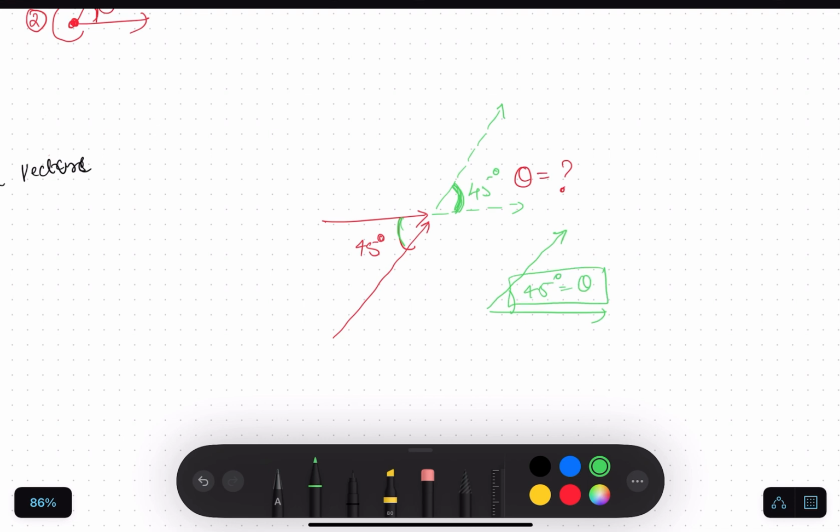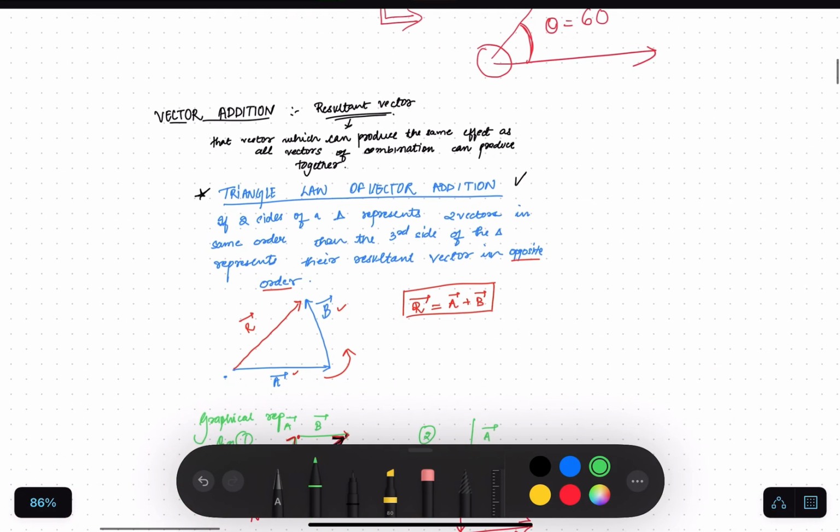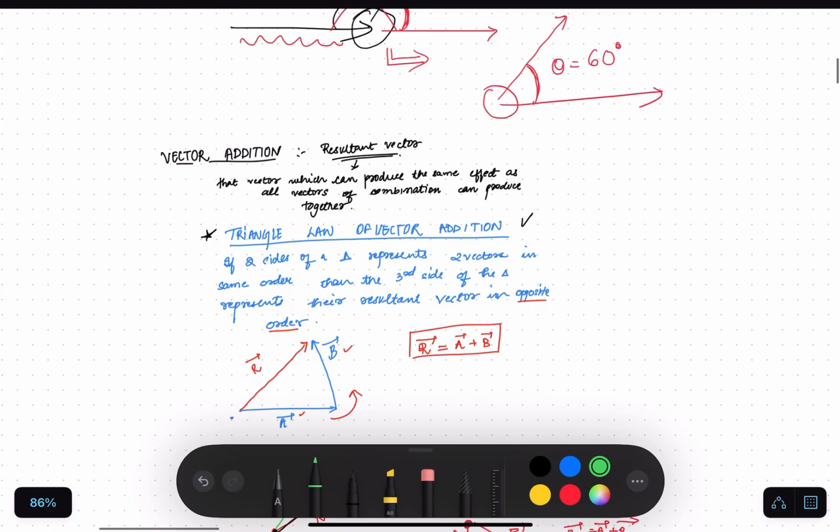Okay, so now what was the sense of doing this? Now we have done the basics: how to represent a vector, what is the angle between two vectors. Now where the actual questions come in is vector addition. This is a really important topic for you, because you will straight away get a question from vector addition. Now what does vector addition mean?